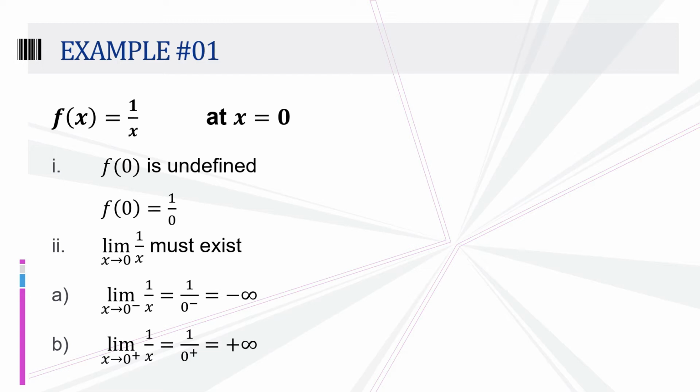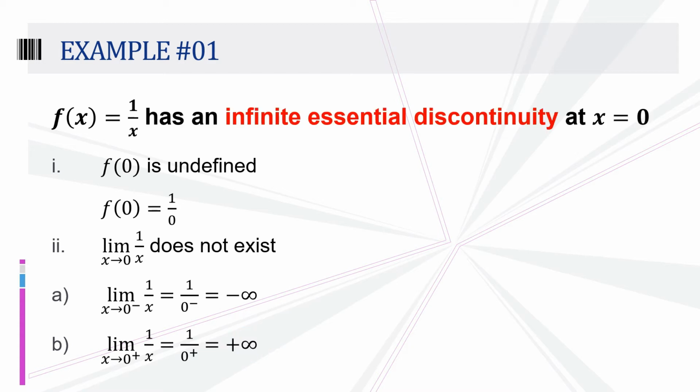Okay? So, since yung limit niya ay hindi sila pareho, this means that the limit does not exist. Kaya sure tayo na essential discontinuity siya. And by observing the values of the limit, since infinities yung kanyang one-sided limits, therefore we say that f of x has an infinite essential discontinuity at x equals 0.